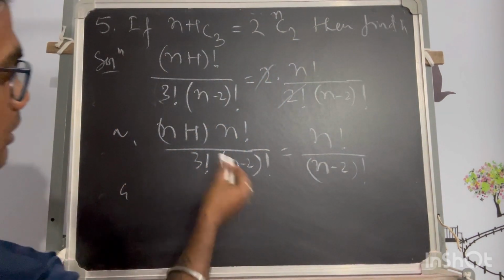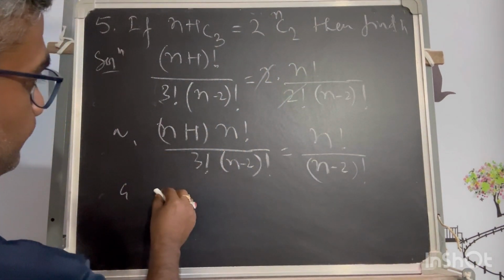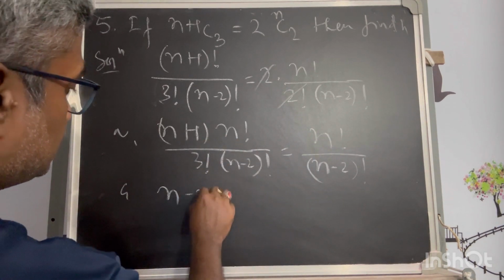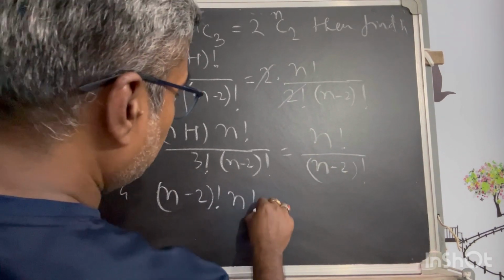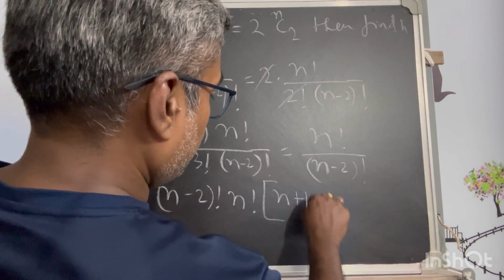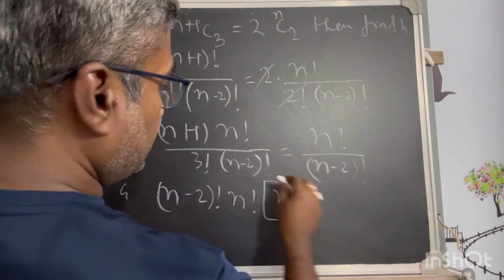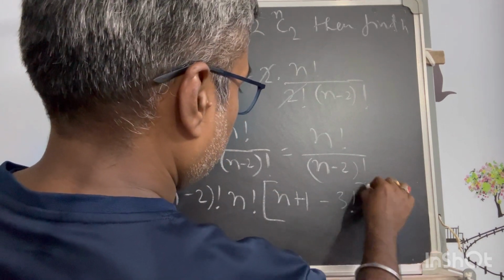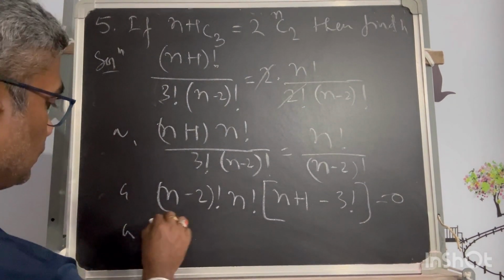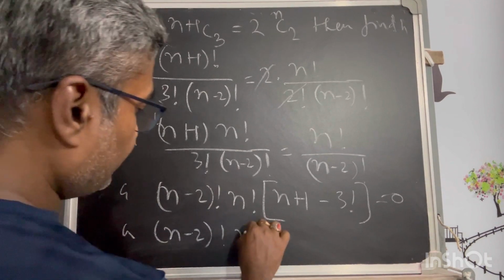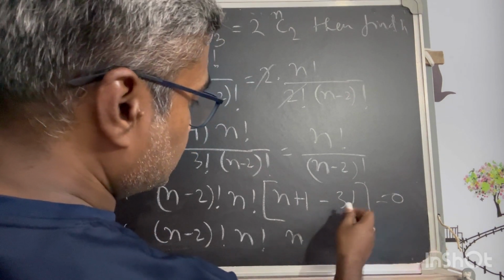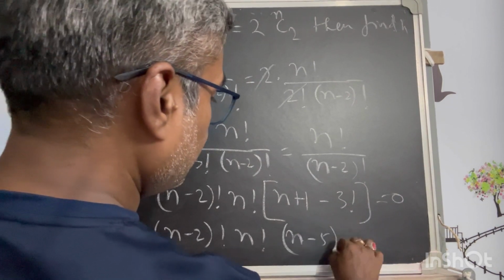So this is n factorial and (n-2) factorial. Now if we multiply and keep all this on one side, n into (n-2) will come. So this will be factorial n on one side, and other things will come in one bracket, (n+1) minus 3 factorial, and everything will become equal to 0. Now (n-2) factorial, and this becomes 3 means 6, 3 into 2 into 1, 6, so n minus 5 equal to 0.